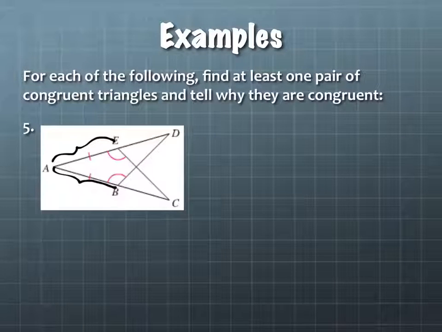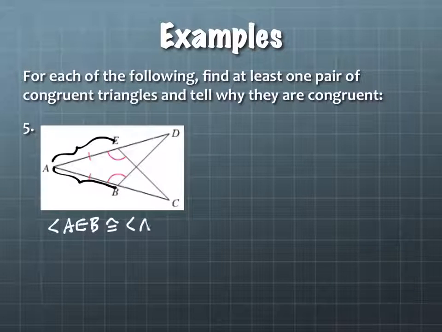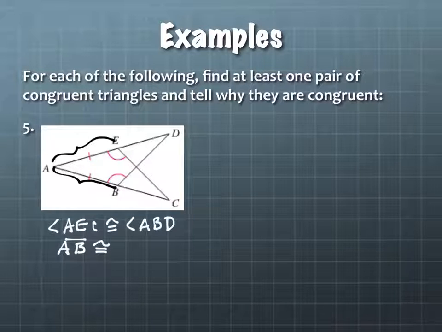Okay, we have a couple of triangles here that are congruent. Let's see if we can list the angles and the things that we have. We know that we have angle AEC congruent to angle ABD. That's the pink angles that are marked, and we are also told that AB as a side length is congruent to side AE. That's it. There's only 2 things marked on this picture.